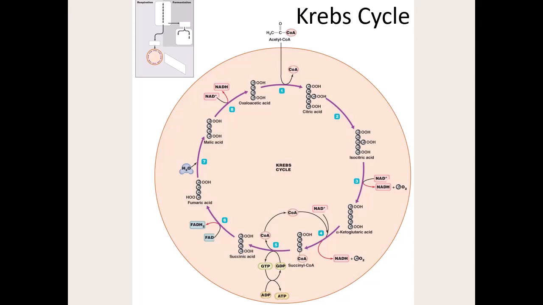What else do we get out? Got 3 more things. What is it? FADH2. How many? 2. We get this FADH2 out here, but then we got another one coming out in the other Krebs cycle that's just not drawn. So 2 FADH2.